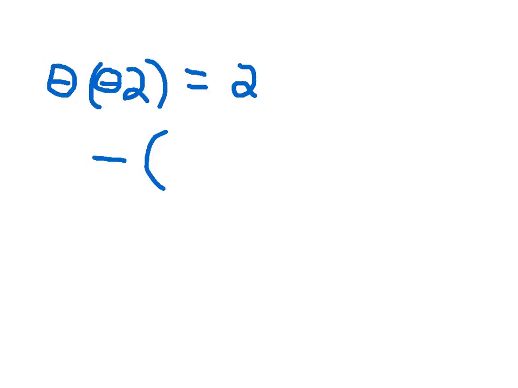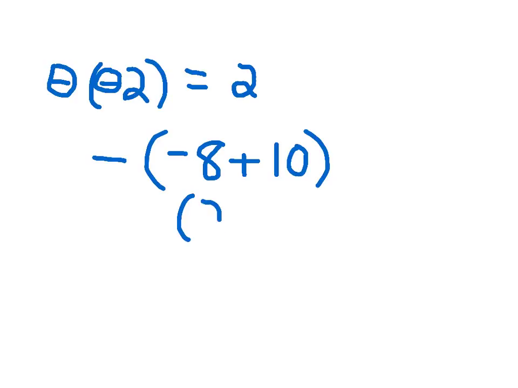Now, if I look at something like this, I'm taking the opposite of the sum of -8 plus 10. So the first thing I have to do is figure out what -8 plus 10 is. Unlike signs subtract, use the sign of the greater absolute value. And so I have 2, and the opposite of 2 is -2. Honestly, I think that's about all you really need to know about opposites. I don't think it gets much more complicated than that.